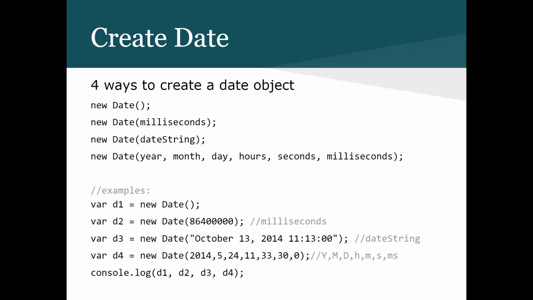There are multiple ways to create a date object. We can see here the default, which captures the time on the local computer, setting a date based on the number of milliseconds from January 1st, 1970, setting a date by passing a date string, such as October 13th, 2014, 11:13:00, or setting a date based off of the values that comprise a date, year, month, day, etc., from largest to smallest, from year to milliseconds.